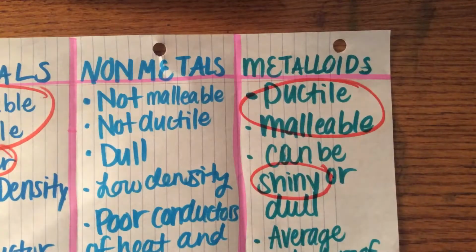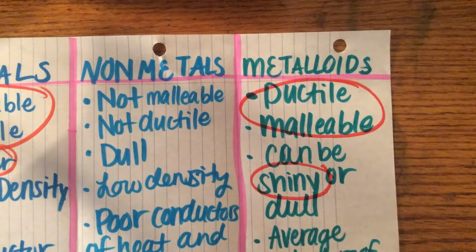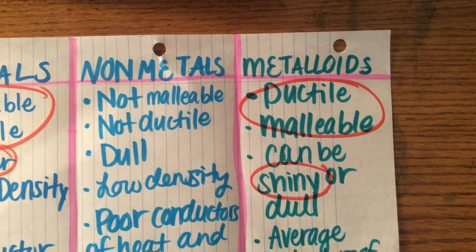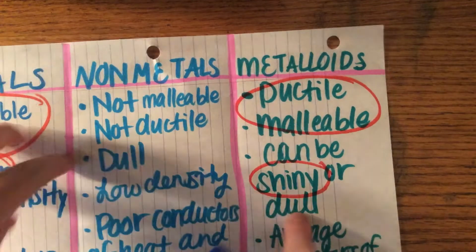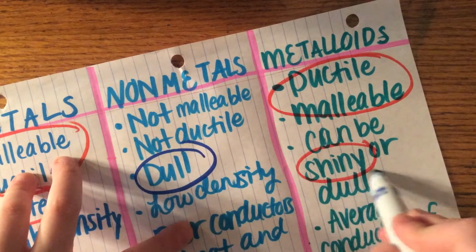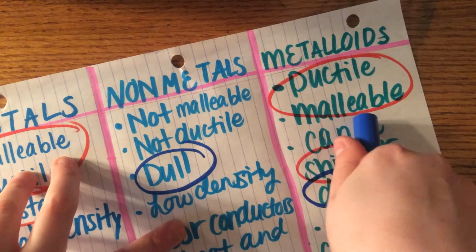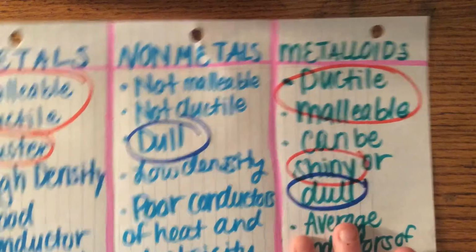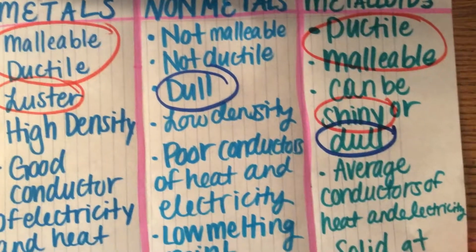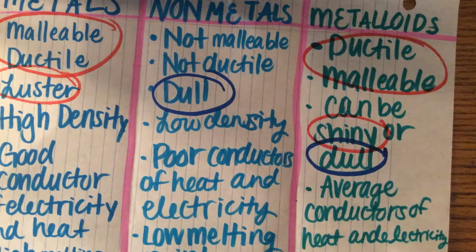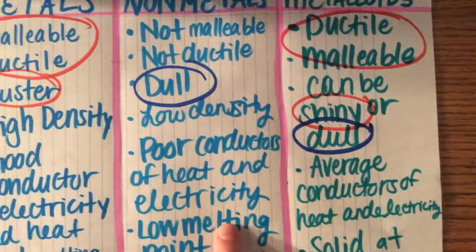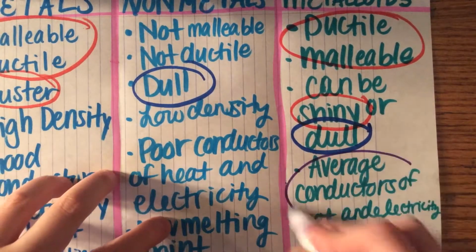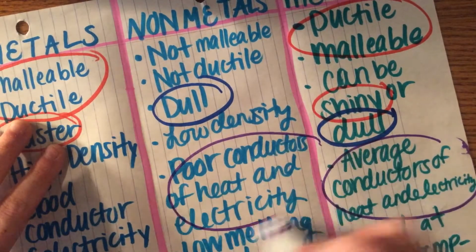Now we're going to look again and see if we can see any more. So we see that they both can be dull, so we will circle that in blue to signify that the nonmetals and metalloids have something in common. Now we're going to see if they all have something in common. Well, I see that they at least all conduct some form of heat and electricity, so we will circle that in purple to signify that they all have this part in common.